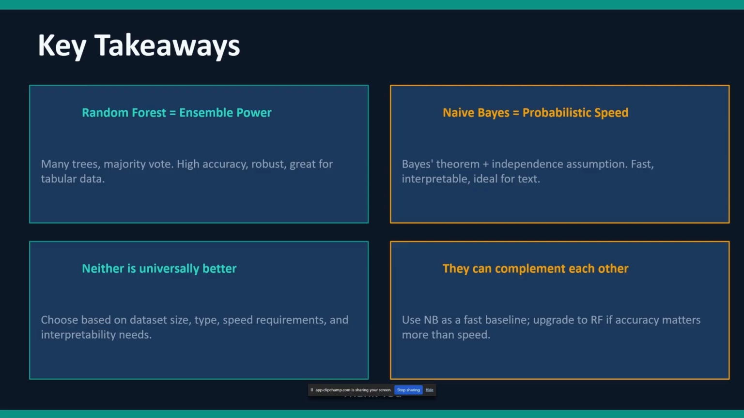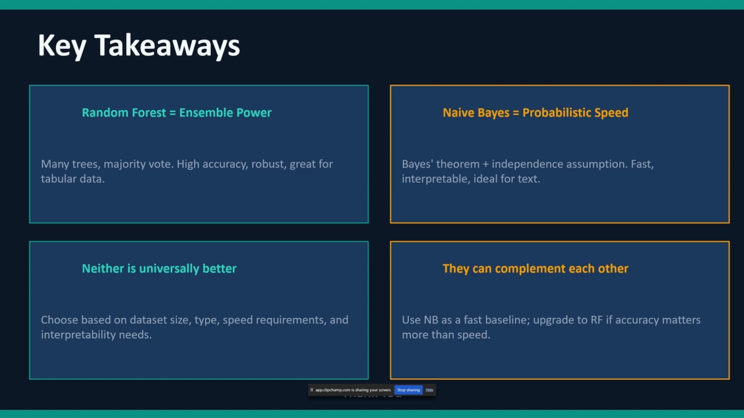Key takeaways. Random forest is ensemble power. There are many trees, there's majority vote, there's high accuracy, it's robust, great for tabular data, but it is very slow. Naive Bayes is probabilistic speed. It has Bayes theorem, independence assumption, is fast, interpretable, and ideal for text.